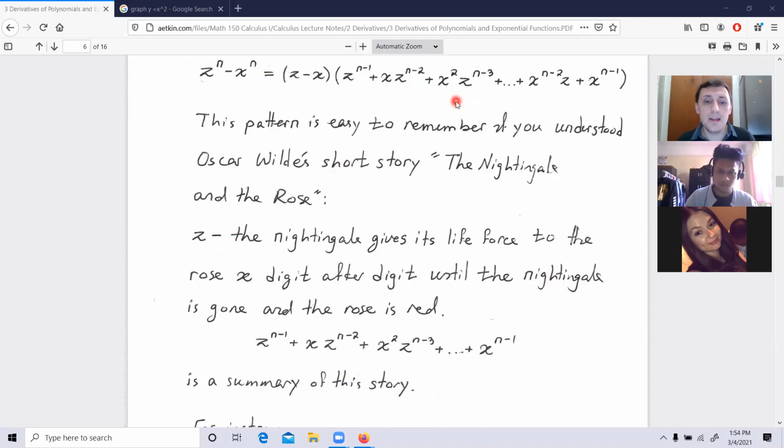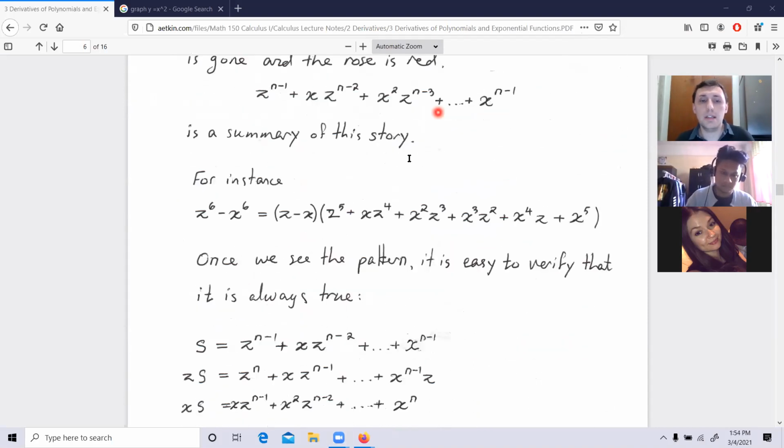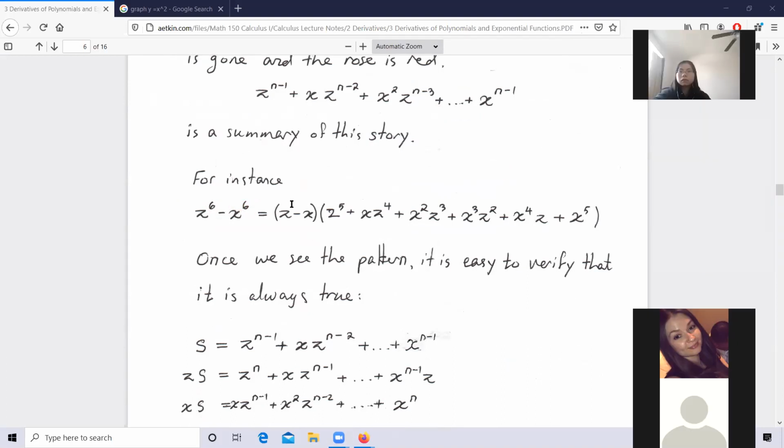Okay. So, guys, here is the expansion for z to the 6 minus x to the 6. As always, of course, just recognizing the pattern, you might worry.